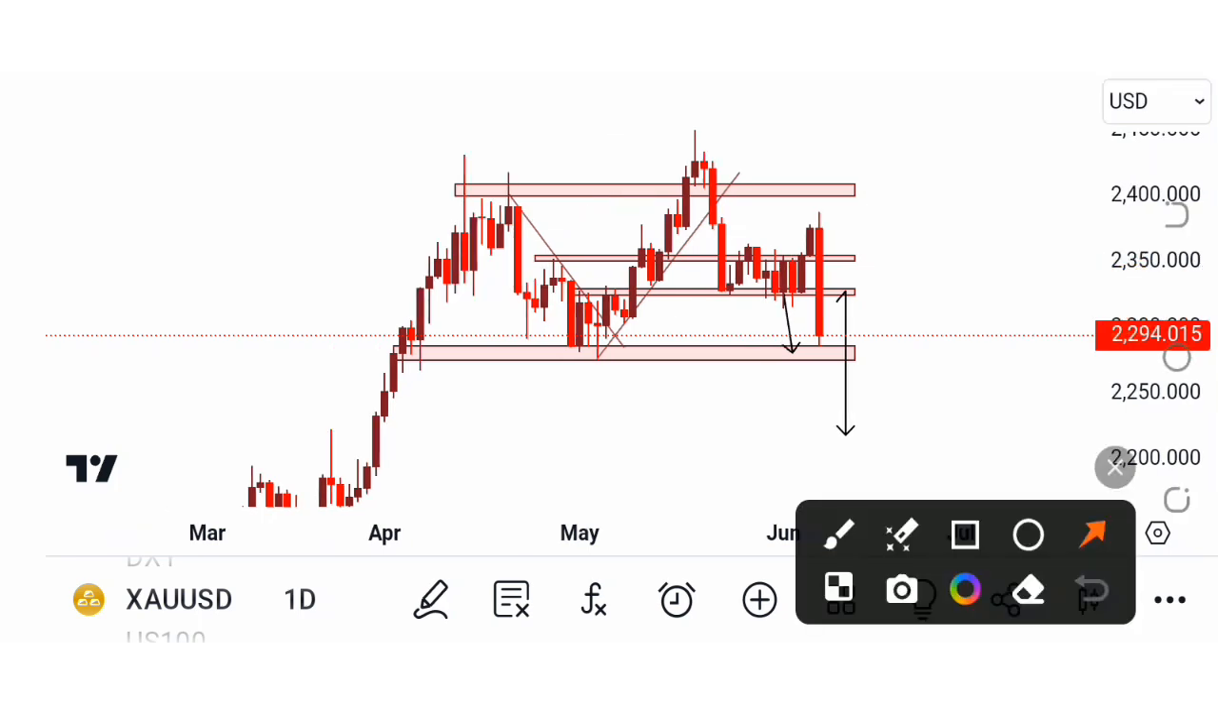So maybe what we can do is, for the week that is coming, as soon as the market opens, we look for buyers on this area over here. We look for buyers to push price back into this area of resistance over here, and then from there we start to take those initial sells that we were looking for.